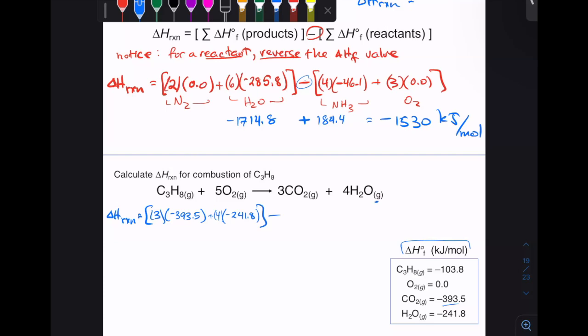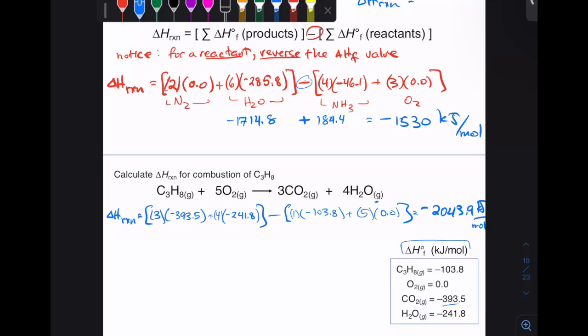And then from that, we're going to subtract the reactants, which is 1 mole of propane. That has a delta H of formation of negative 103.8, plus 5 moles of oxygen, which is 0.0. And if you set that up correctly, that's the setup. Numerically, I got negative 2043.9 kilojoules per mole. That's supposed to be kilojoules per mole then.